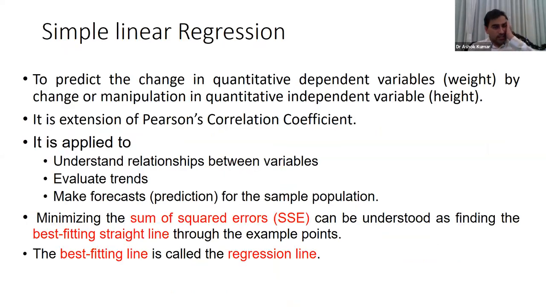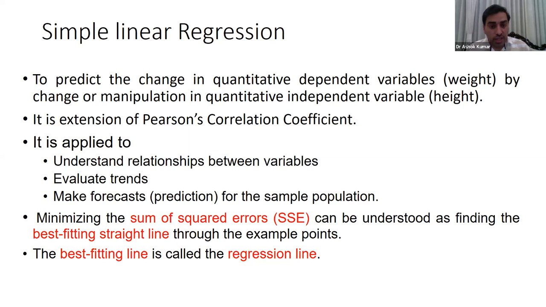Now, simple linear regression. To predict the change, first we have to do correlation. Correlation means relationship and direction, negative and positive. And relationship means weak, moderate, and we can see high, and we can see perfect. This is like a degree of relationship. And direction means negative or positive.